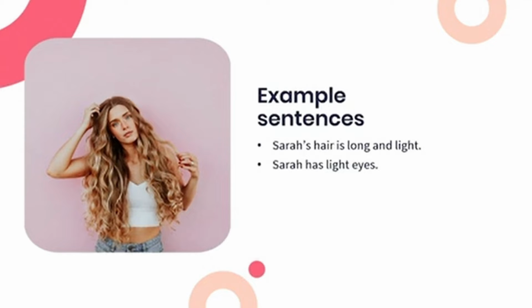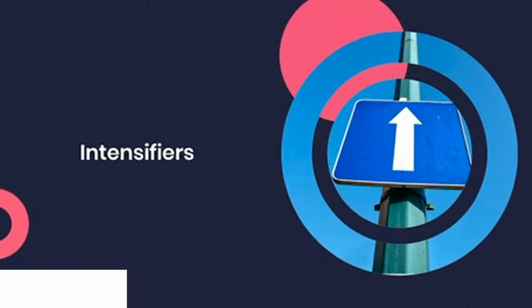Okay, now let's make a sentence about her nails. Sarah's nails are red. Remember, we also mentioned Sarah's skin tone. Sarah is pale. Okay, great. So now that we're on the same page about the basics of adjectives, we can now talk about intensifiers.